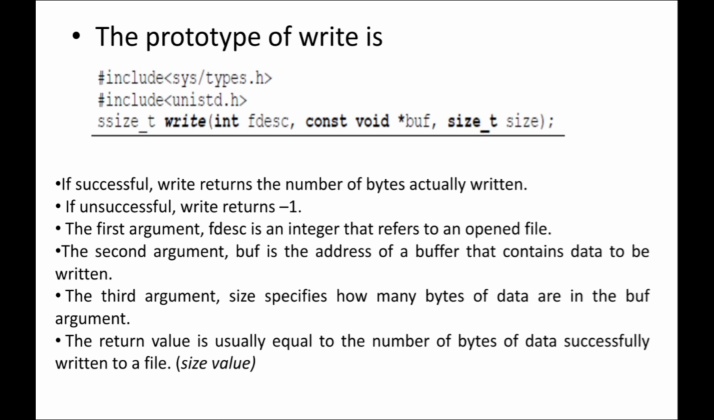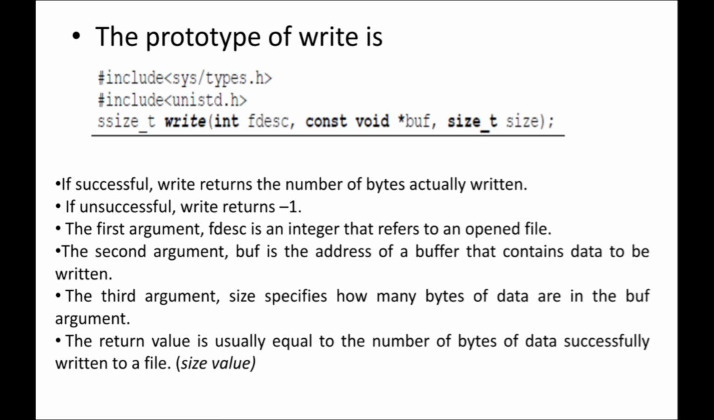See, the return value is usually equal to the number of bytes of data successfully written to the file. So it will return the size value. It is going to tell how many bytes are written to the file. That value, the size value, is going to be returned.